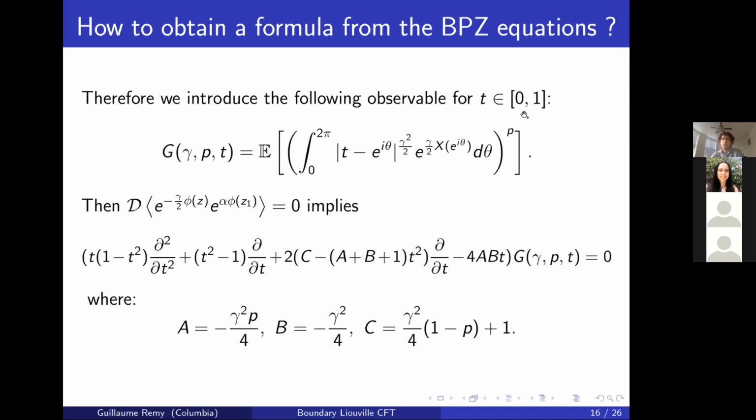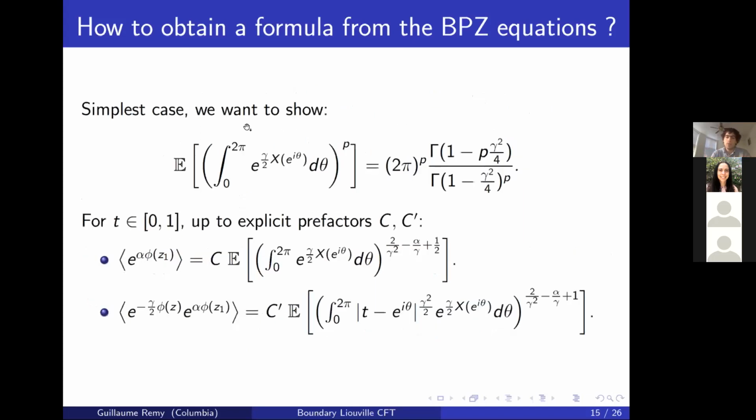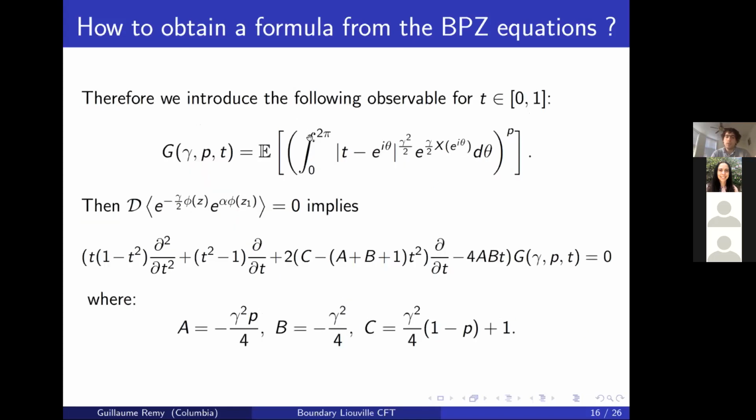T is a parameter, you're adding this parameter in (0,1). So basically the take home message here is these BPZ equations: if you want to solve for this moment, the BPZ equations and this Liouville theory framework are telling you what observable to introduce to then get a differential equation.